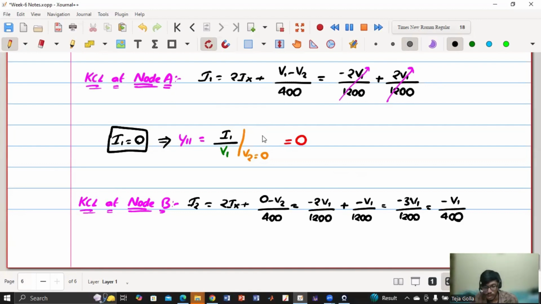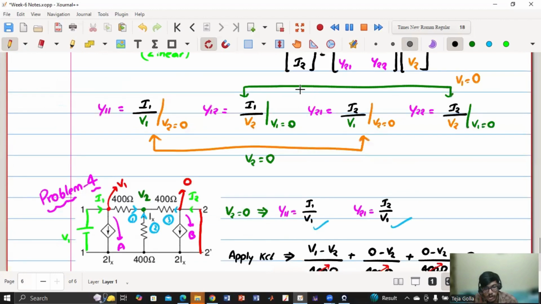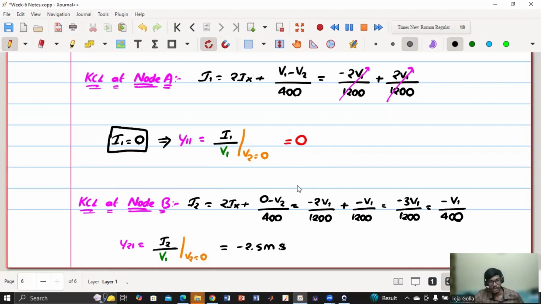So now from this what I'll be getting? I'll be getting Y21. So Y21 is I2 by V1, which, if you calculate, you will get minus 2.5 millisiemens. All right, clear?